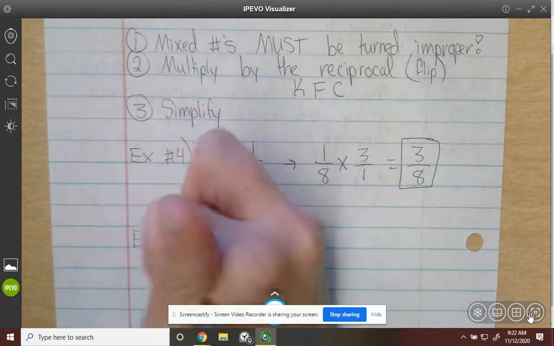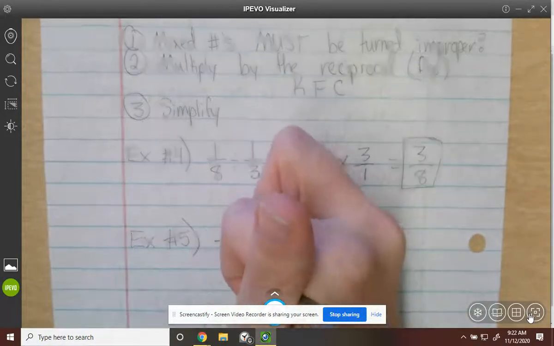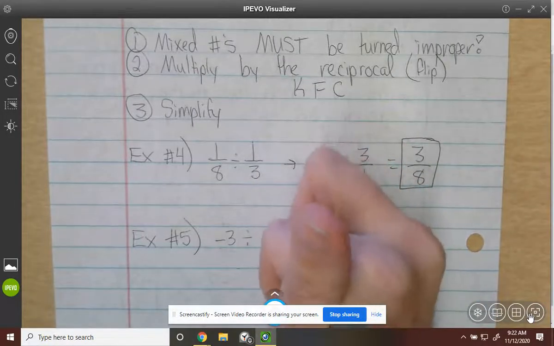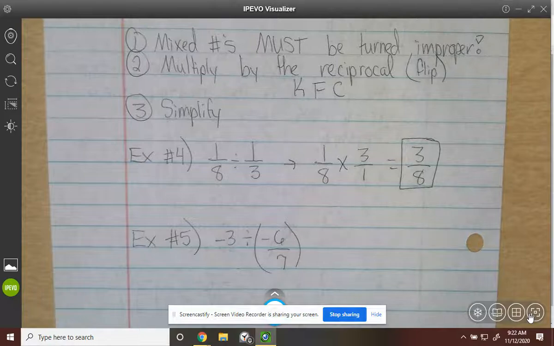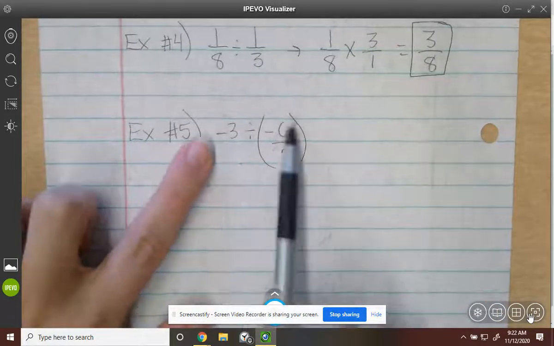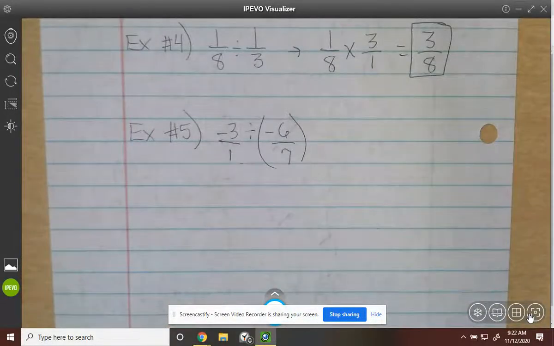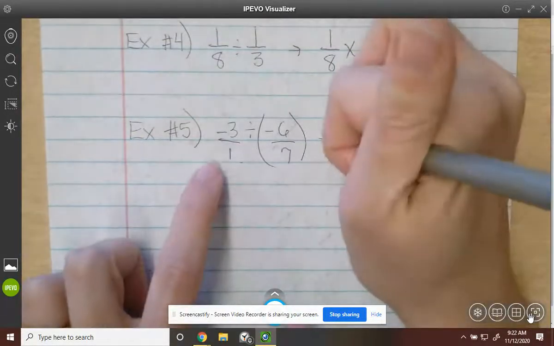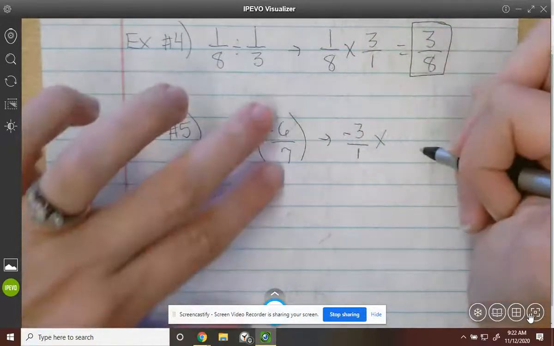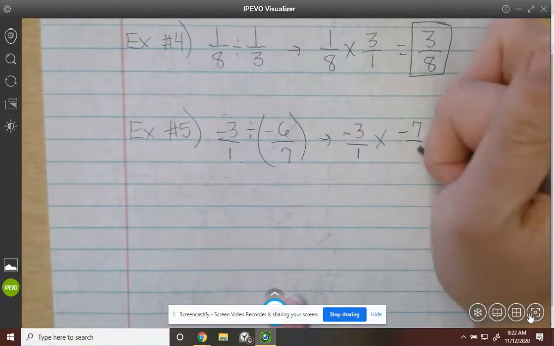Example number 5. -3 divided by -6/7. I'm going to put that one in parentheses so we can see the negative sign. Okay, if you're like me, it bothers me that these aren't even. So I'm going to throw a 1 underneath this 3, so now that they're even. So I'm keeping that one the same because I'm changing my sign to multiplying, and then I do the reciprocal of this. So it's still going to be negative. That doesn't change.